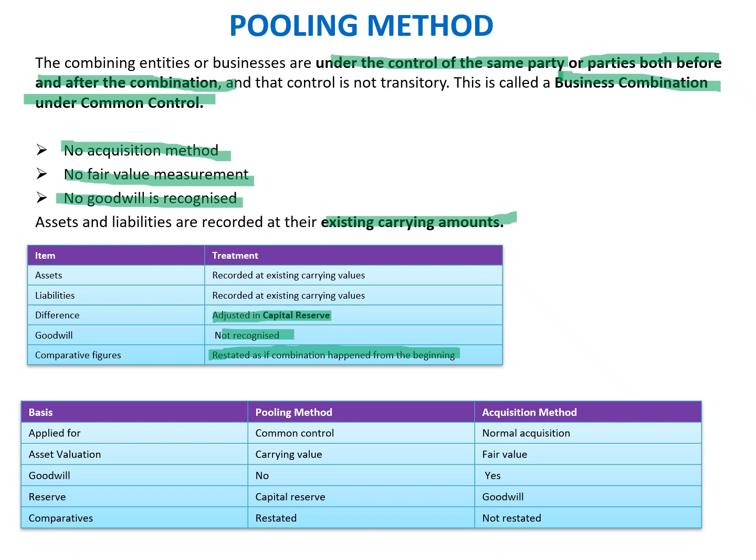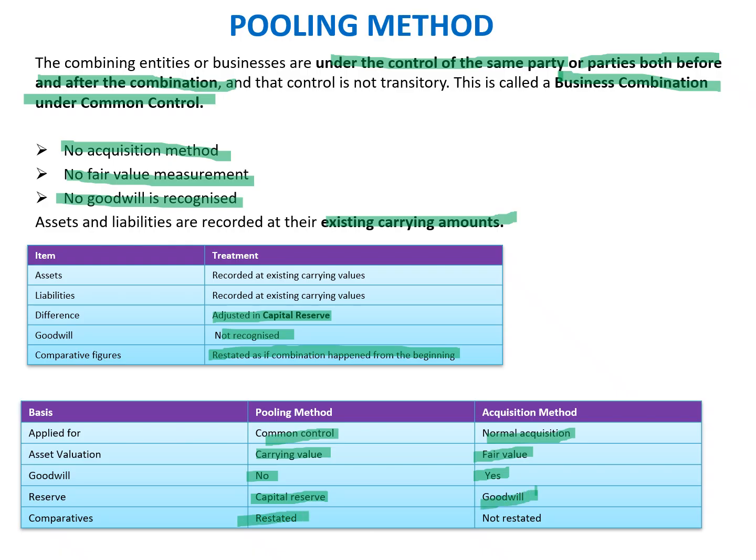So let's try to compare this with the acquisition method and quickly look at some of the areas of difference between the pooling method and the acquisition method. The pooling method is applied to entities which have common control. Acquisition is a normal acquisition. Asset valuation is done at the carrying value, whereas it is done at fair value in the acquisition method. Goodwill is not recognized, whereas it is recognized in the acquisition method. In pooling, all differences go to the capital reserve, while goodwill is there in the acquisition method.